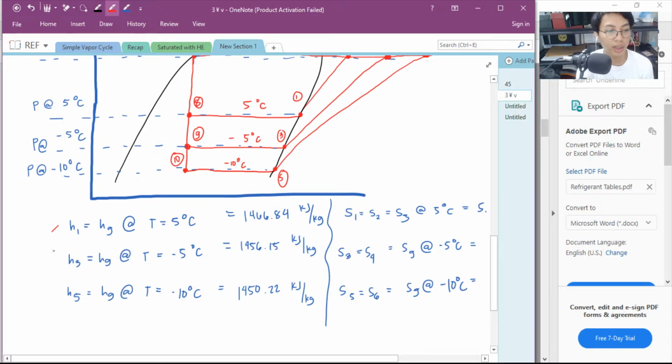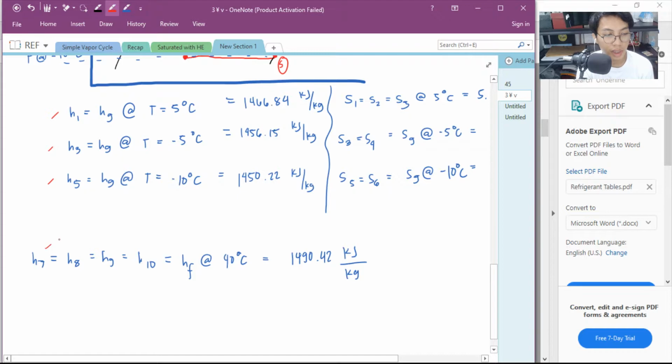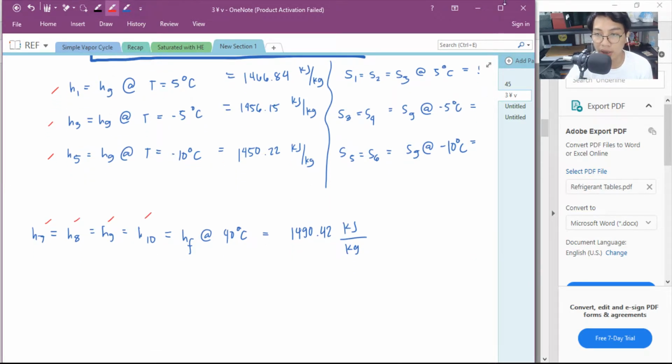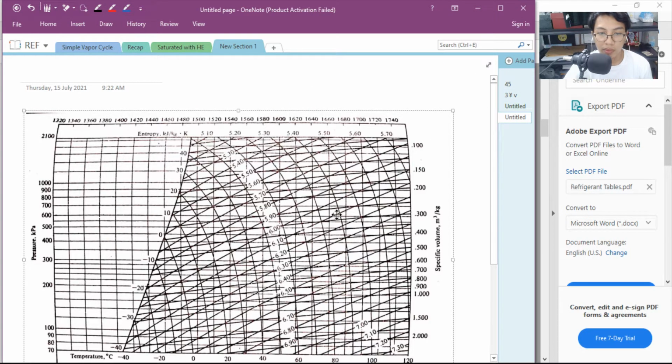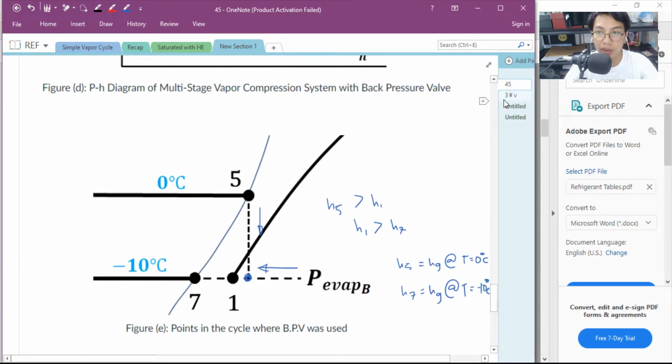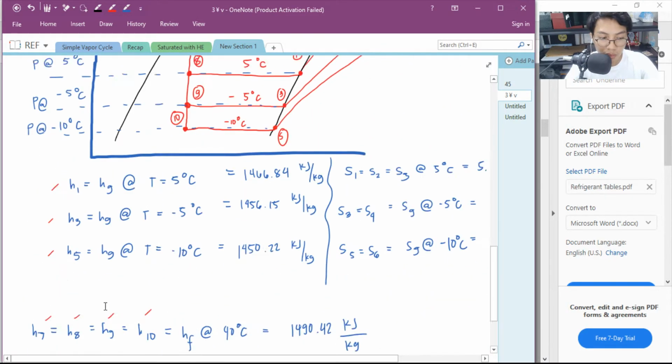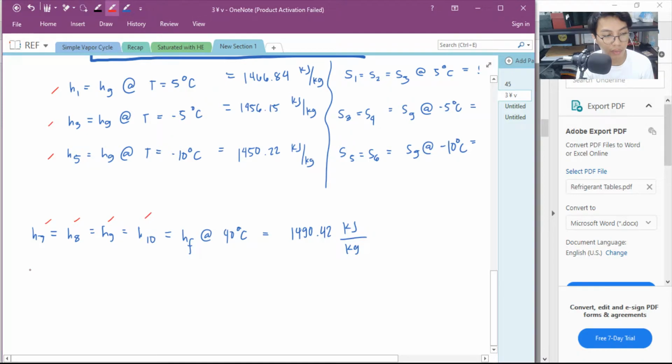Oops, meron na tayong, check natin. Meron tayong 1, 3, 5, 7, 8, 9, 10. Hahanapin na lang natin si H2. We find the, for superheated vapors naman.